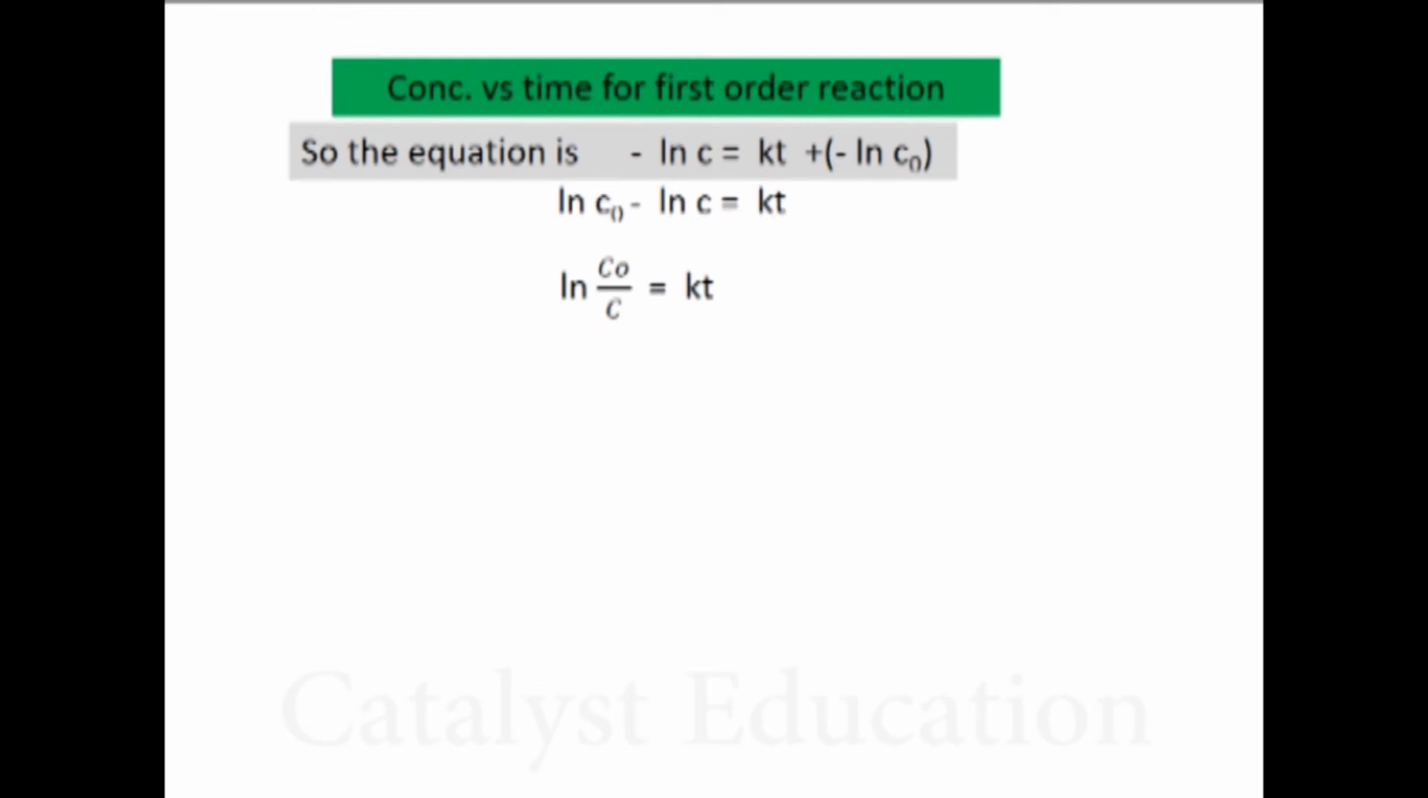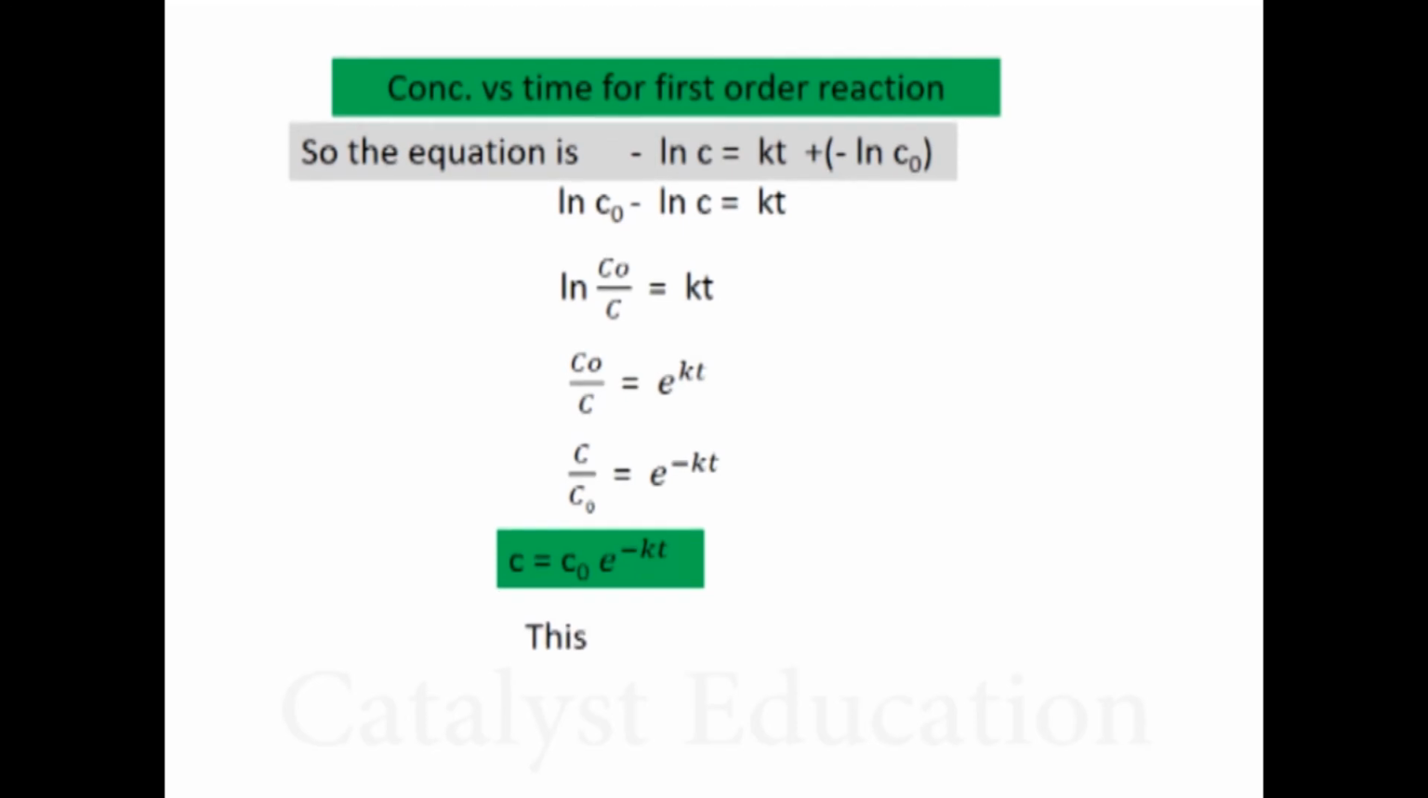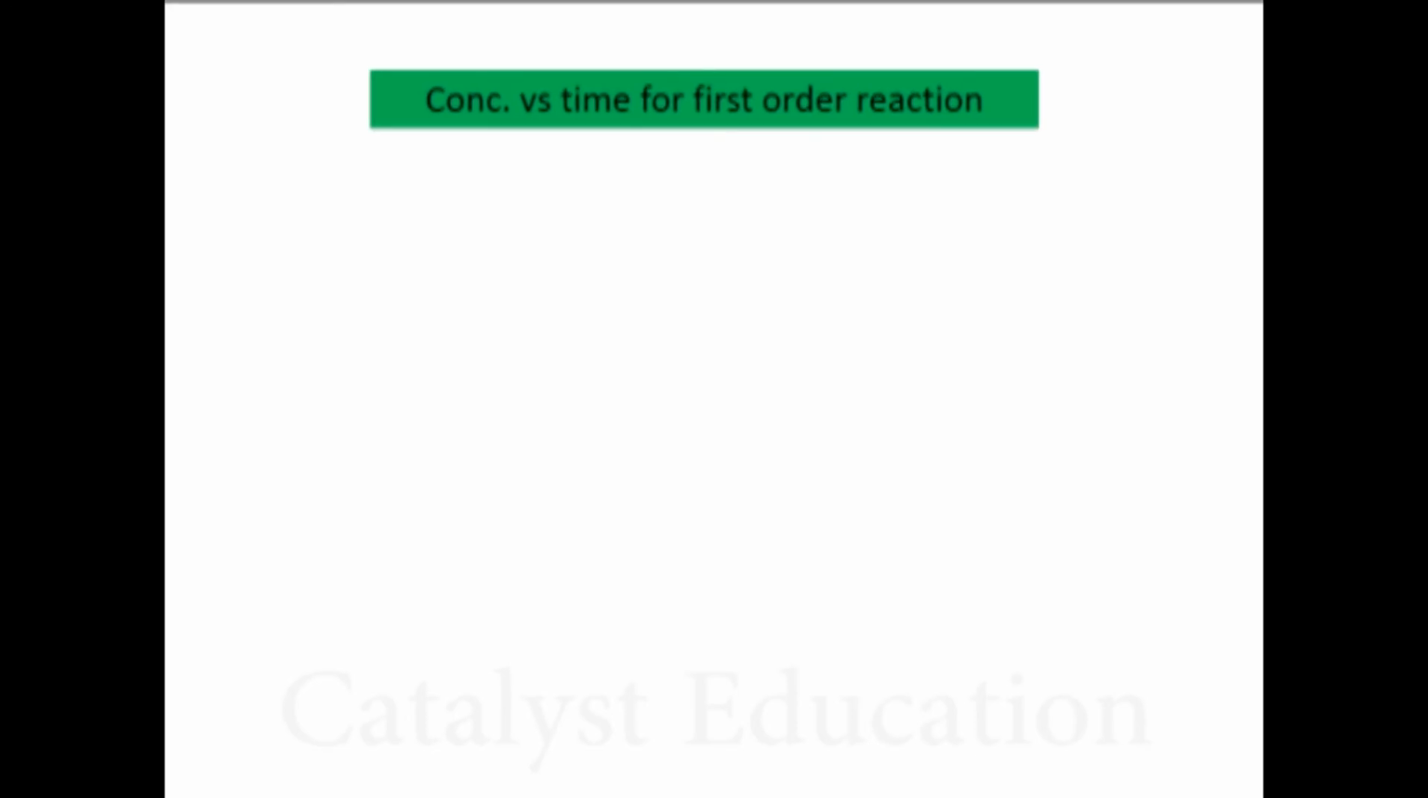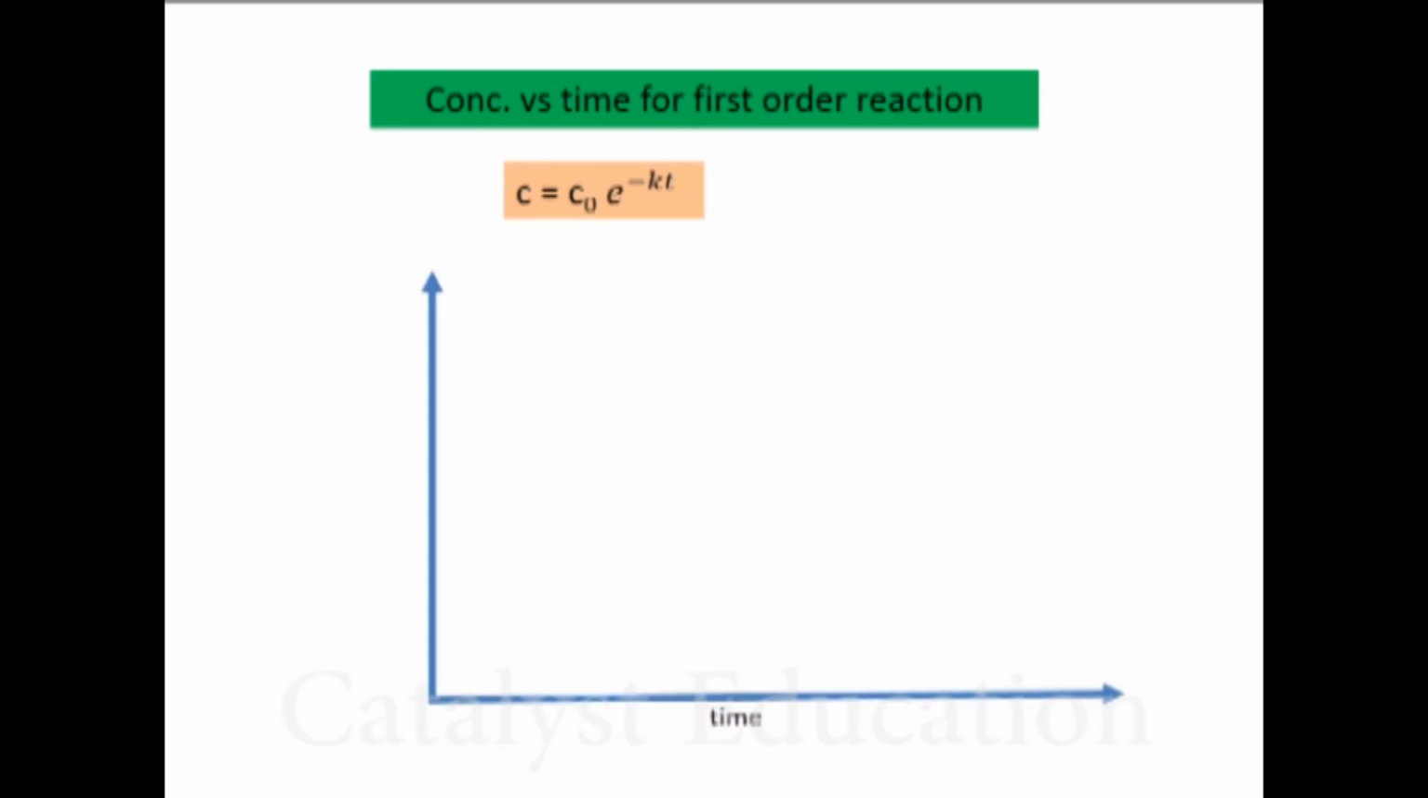From here c naught by c is equal to e to the power kt. C by c naught is equal to e to the power minus kt. So c is equal to c naught e to the power minus kt. This is the first order reaction. So for concentration versus time for the first order reaction, we get y-axis concentration, x-axis time. This is the relation.